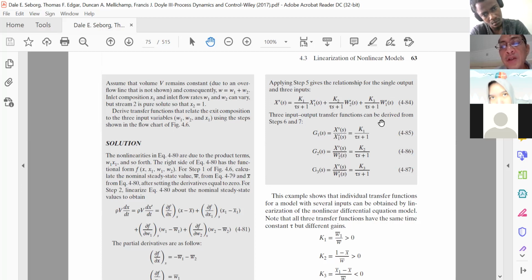Okay, so that's why you only have k1 over tau s plus 1. And to find x prime over w prime, you put something like this, k1 over tau s plus 1. So you put 0 here and you put 0 here, right? And also the same is true to find x prime over w1 prime.